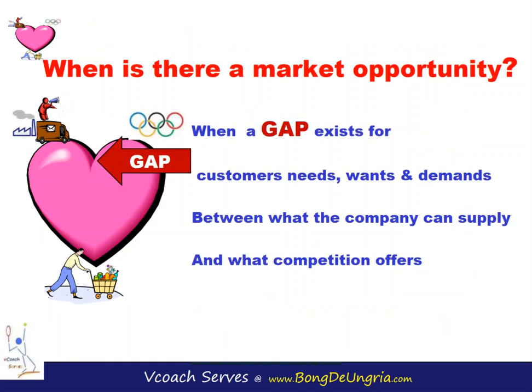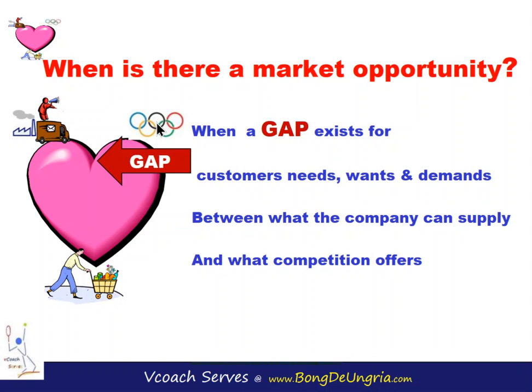Now, when is there a market opportunity? This brings us to our I Love Marketing model, and we put in the model, at the bottom, the customer, the competition, and the company. There is a market opportunity when a gap exists for the customer's needs, wants, and demands between what the company can supply and what competition offers.